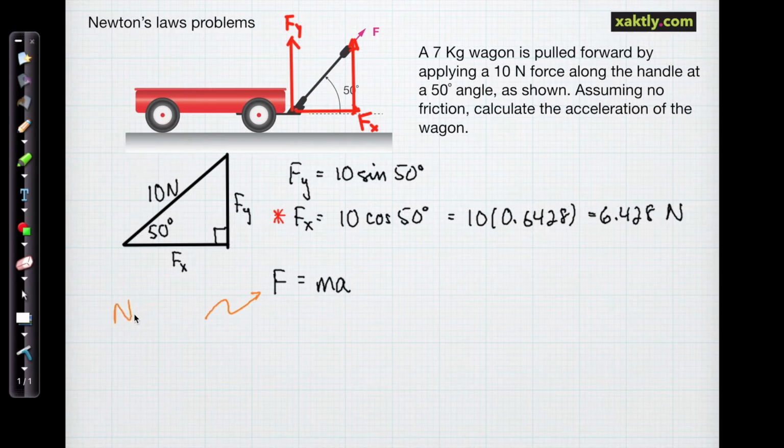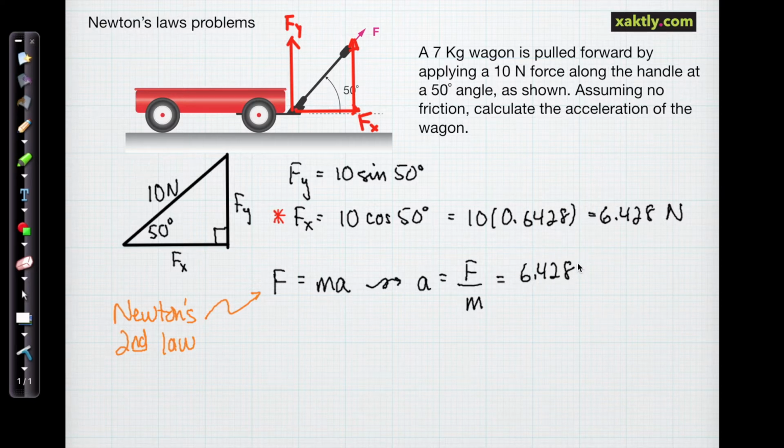So now we use Newton's second law. Force is equal to mass times acceleration. And before I plug in any numbers, I'll just rearrange this equation to give acceleration is force over mass. And I can plug in my values: 6.428 newtons divided by a mass of 7 kilograms.